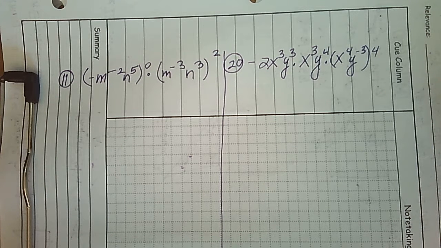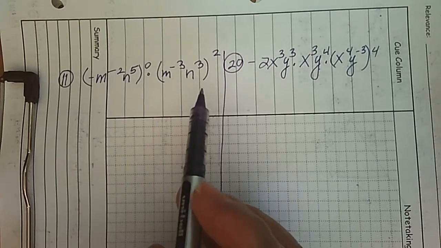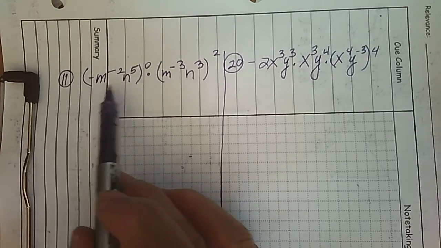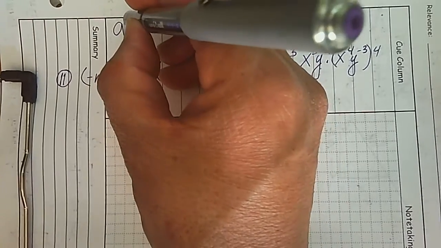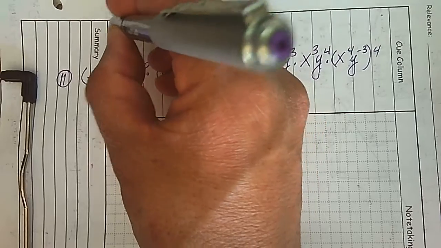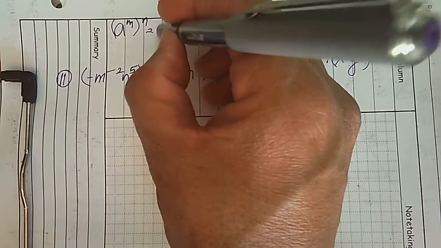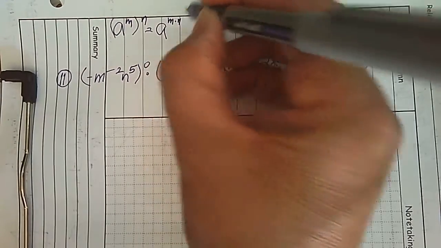Okay, problem number 11 and 20 on the exponents review 214. This is a problem they gave us for number 11. First, what you do is everything inside parentheses we raise to the 0 power. And I'm going to use this formula, a raised to the m power, raised to the nth power. The answer will be same base, and you multiply the exponents.